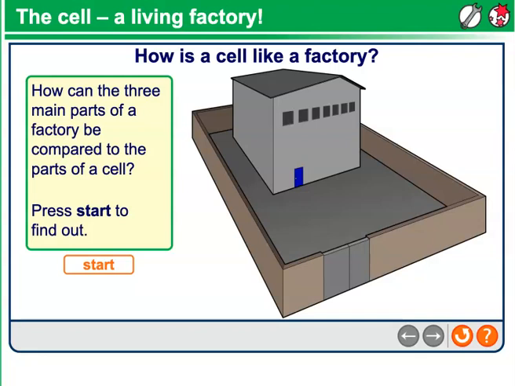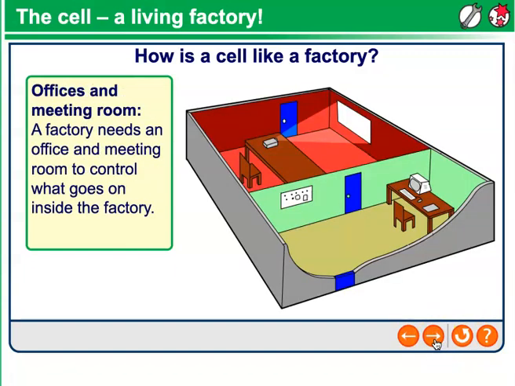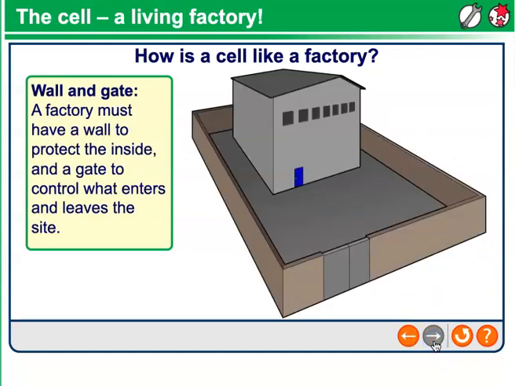The cell is like a living factory. So how can the three main parts of a factory be compared to the parts of a cell? The production floor. A factory needs a production floor on which to assemble its goods and carry out its job. It has offices and meeting rooms. A factory needs an office and meeting room to control what goes on inside the factory. Oftentimes there is a wall or a gate. A factory must have a wall to protect the inside and a gate to control what enters and leaves the site.